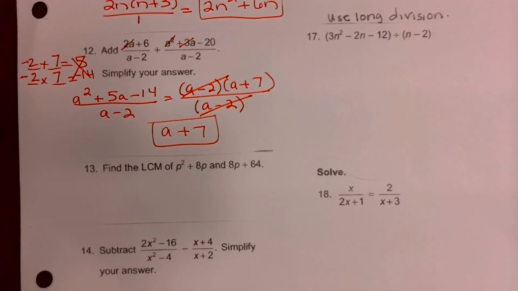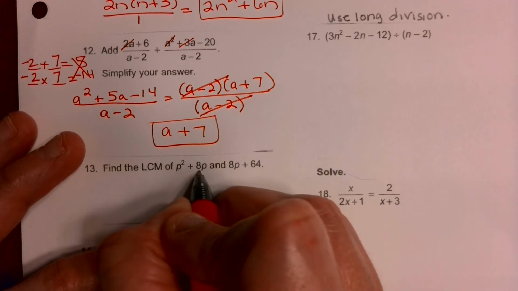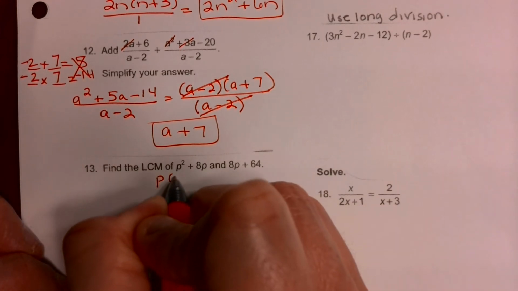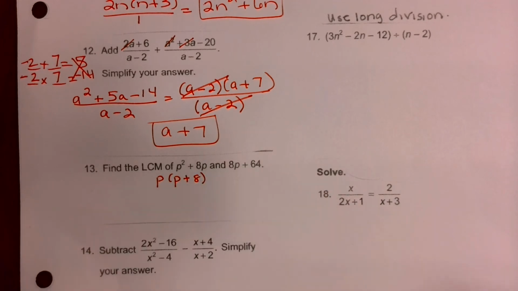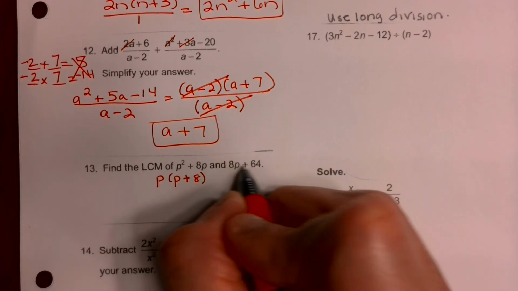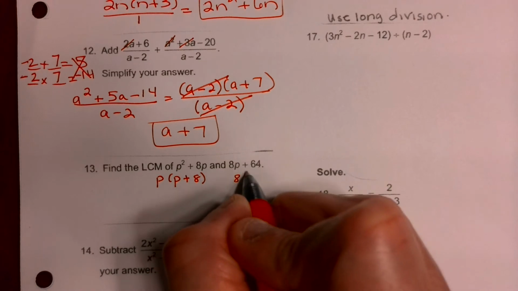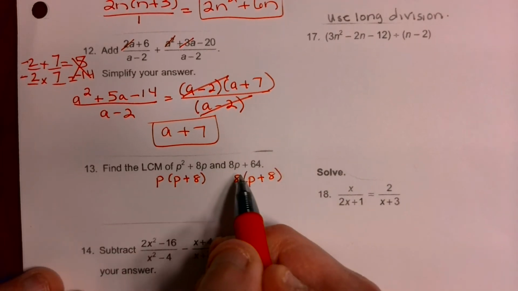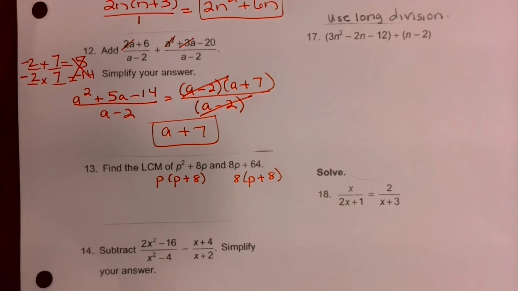Okay, now when we get to the least common multiples, remember we have to look at each and factor them down. So first thing I'm going to do is factor this first one down. It has 2 terms, and I can see you can take a p out of it, so p plus 8. That's that one. And I look over here and I see I can take an 8 out of here and have p plus 8. So I've got these two. And I got to make sure I include everything in there. But I don't have to include it if it's in there multiple times. I just have to take the highest power of it.